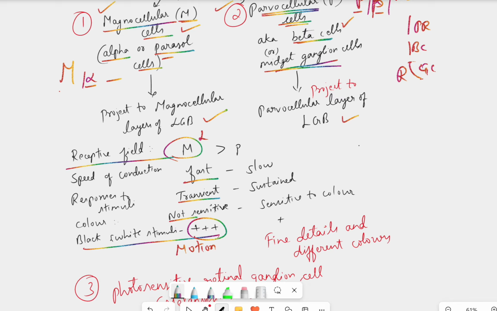So remember, M for magnocellular cells, meaning it has a larger receptive field. At the same time, it will also detect motion. The movement is detected by these magnocellular ganglion cells, but they do not detect color.